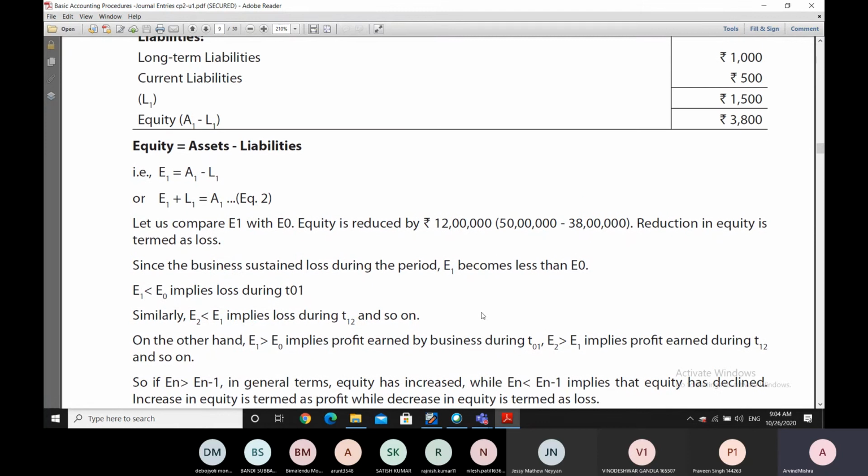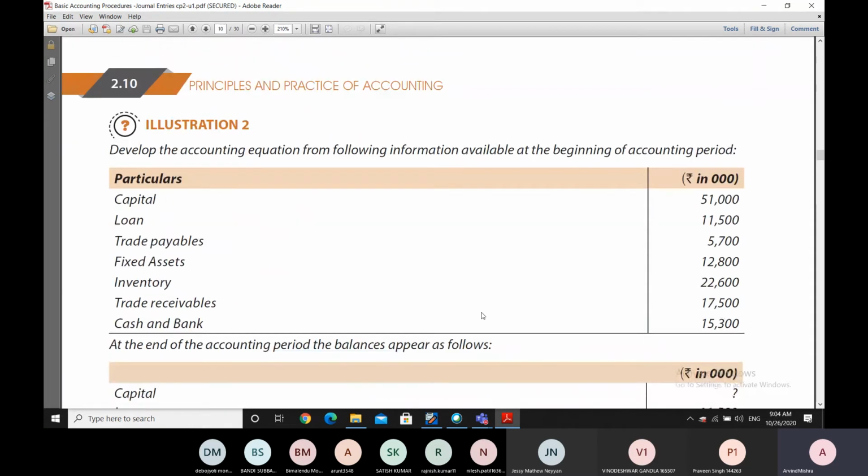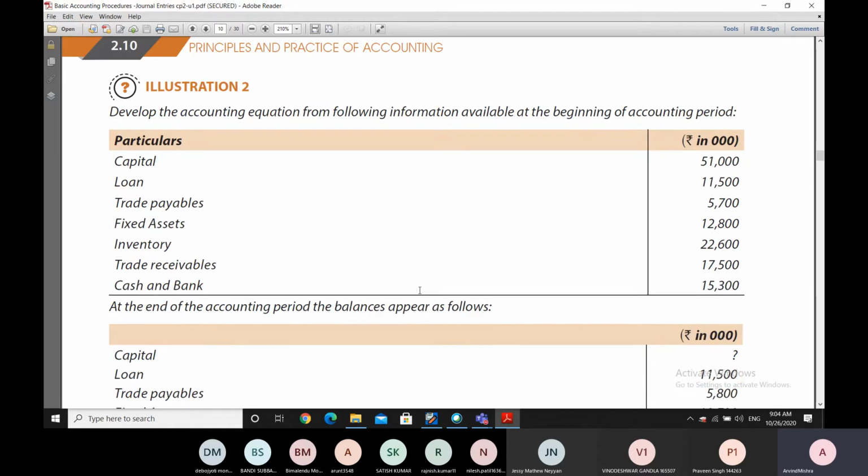So if there is an increase in equity, we can say that there is a profit. If there is a decrease in equity, we say that there is a loss. So let's say we take an illustration to show this.